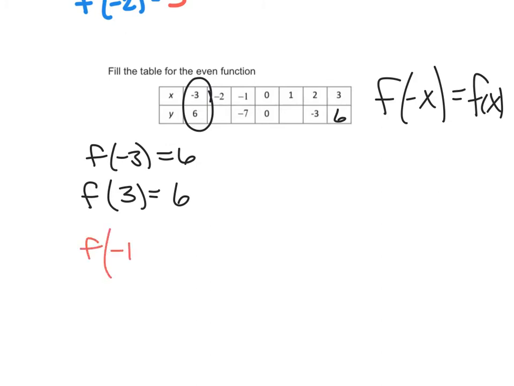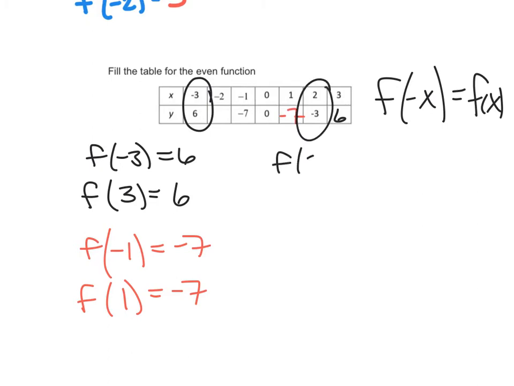f of negative 1, it says, equals negative 7. So when I substitute in negative x, so positive 1, I need to get out the original f of x. And what else do we know? f of 2 equals negative 3. So when I substitute in negative x, I need the original out, so it's going to also equal negative 3.